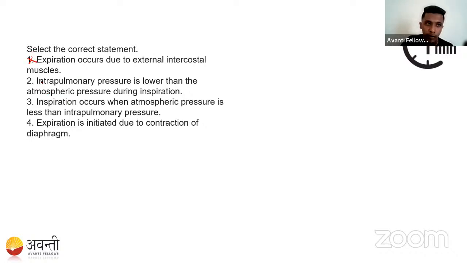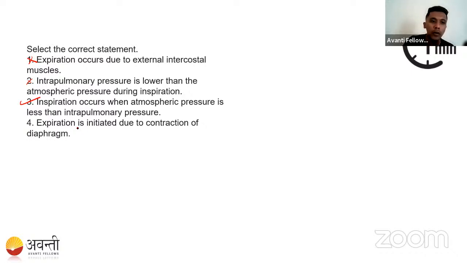And then when it comes to the second option, intrapulmonary pressure is lower than the atmospheric pressure during inspiration. So what happens? Is intrapulmonary pressure lower or higher? Whenever we want to bring the air in, usually the intrapulmonary pressure is lower than the atmospheric pressure, isn't it? So our option 2 is also wrong. When it comes to the third option, inspiration occurs when atmospheric pressure is greater than intrapulmonary pressure. So this option is correct. Whenever inspiration has to happen, atmospheric pressure has to be higher than intrapulmonary pressure. That is when inspiration will get initiated.